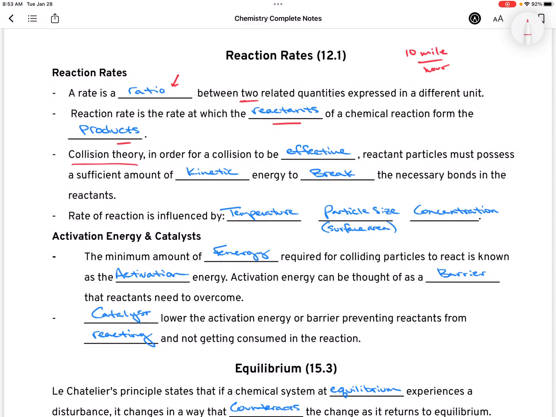And you need a sufficient amount of kinetic energy. Kinetic energy is the energy that's related to motion. If these atoms are all moving around really fast, they're going to be bumping into each other, and they're going to react much quicker. That's why when something is in the gas phase, it reacts much faster than in a solid phase, because the atoms in a gas phase are moving really fast. They're moving around with each other.